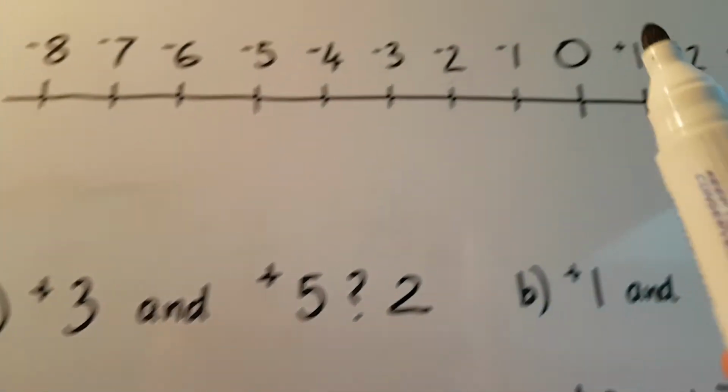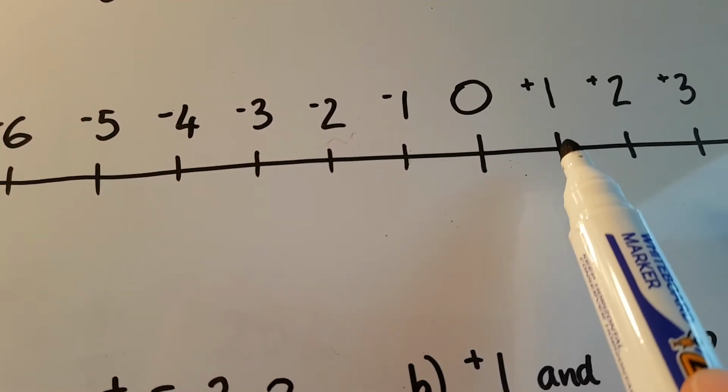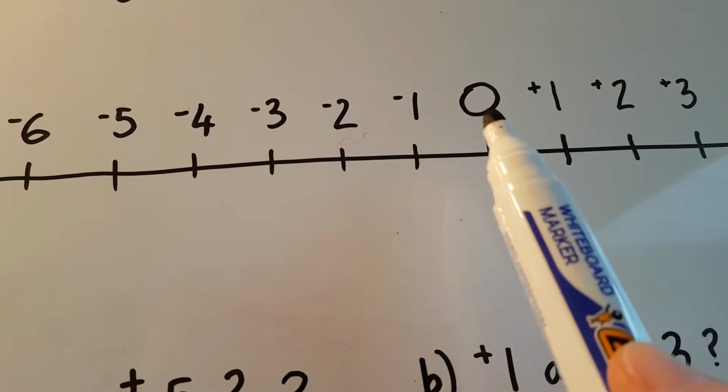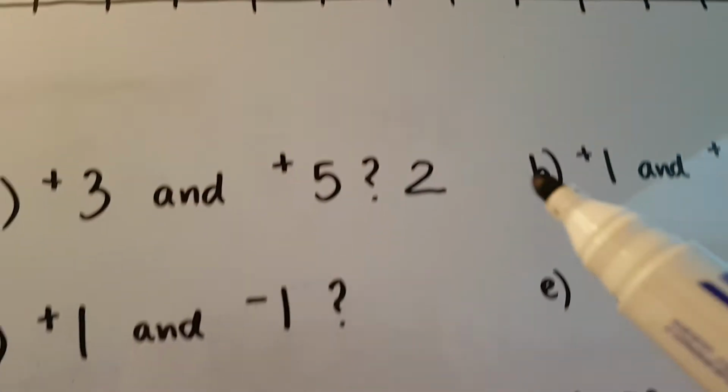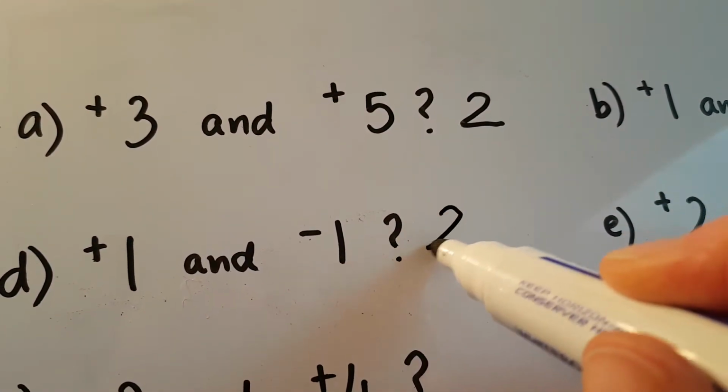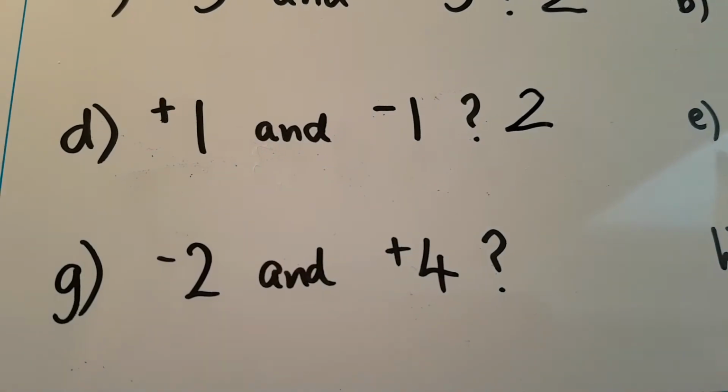Plus 1 and minus 1. So we're starting here. 1, 2. So that's 2 jumps. Oh, I'm not going in order. Never mind. Minus 2 and plus 4.